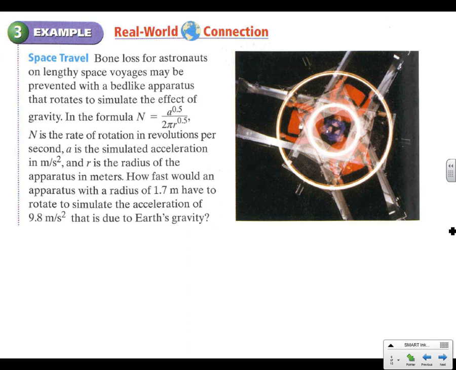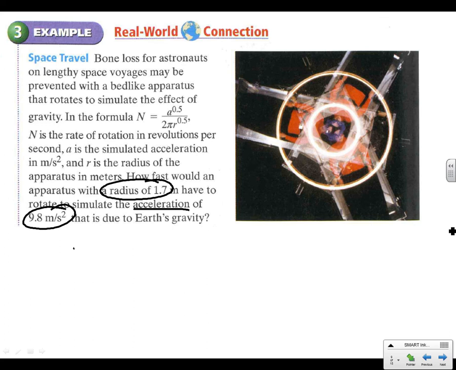N is the rate of rotation in revolutions per second. A is the simulated acceleration in meters per second squared. And r is the radius of the apparatus in meters. How fast would an apparatus with a radius of 1.7 have to rotate to simulate the acceleration of 9.8 meters per second squared that is due to Earth's gravity?